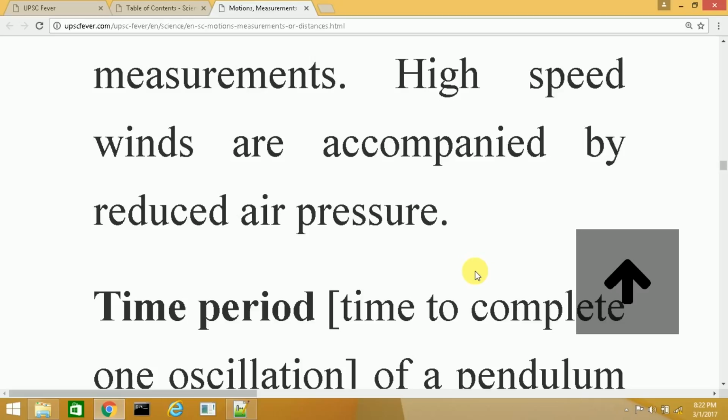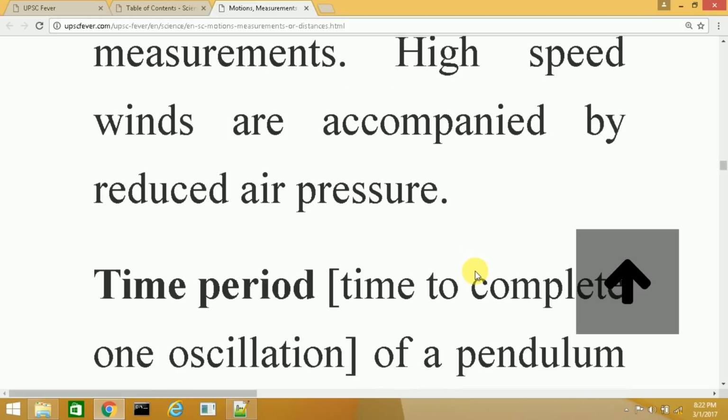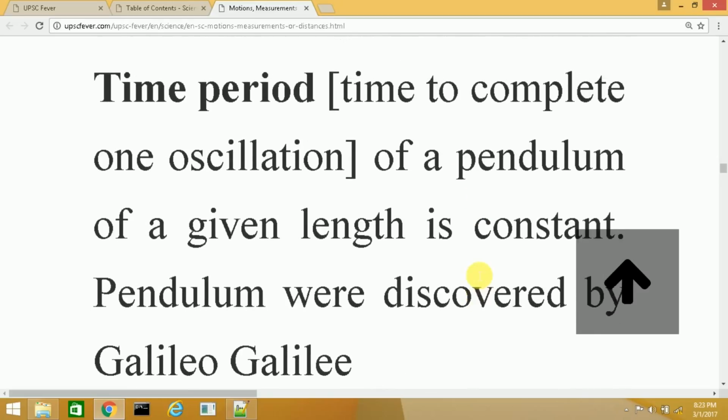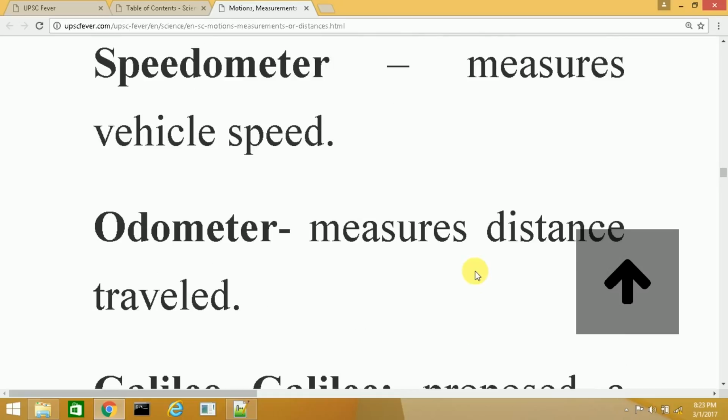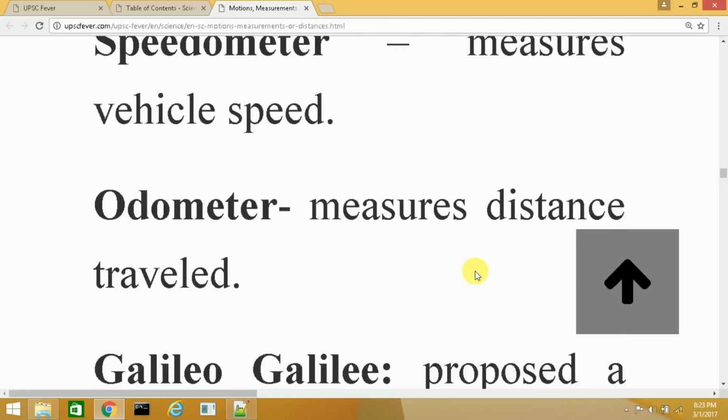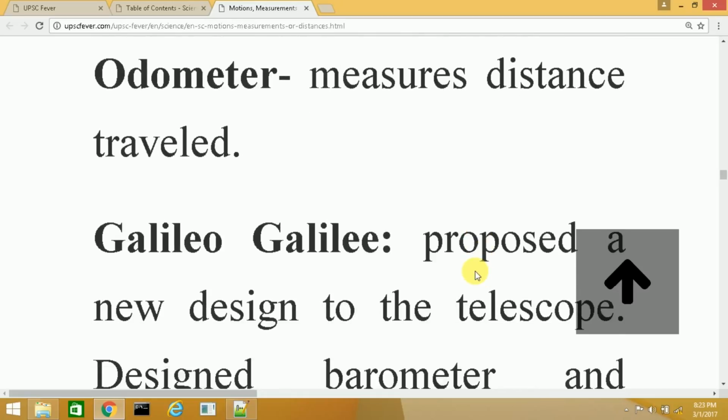Similarly, next is the concept of time period. Time period is the time taken to complete one oscillation, and the time period of a pendulum of a given length is constant. Pendulums were discovered by a famous scientist known as Galileo Galilei. Speedometer is used for measuring the speed of vehicles. Odometer is also seen in cars and bikes. It measures the distance traveled.